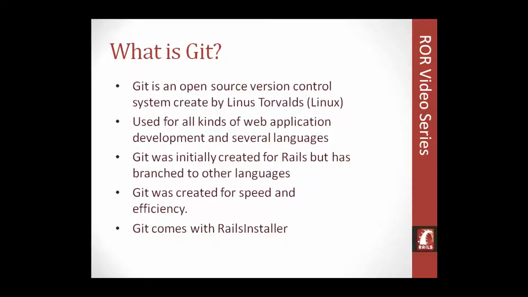It was initially created for Ruby on Rails, but now it supports Java and PHP and a bunch of other languages and frameworks. What Git was created for is to track apps. It's to track your files and any changes you make in your files from within the app.